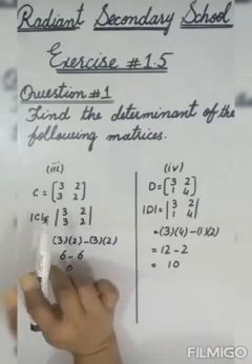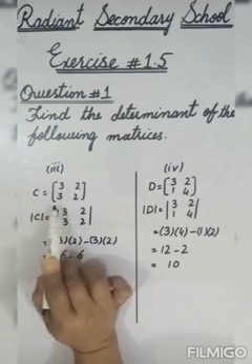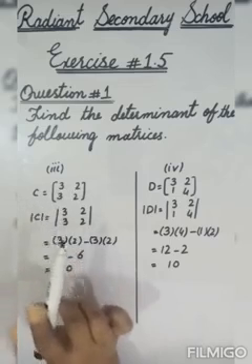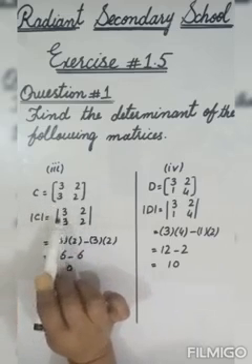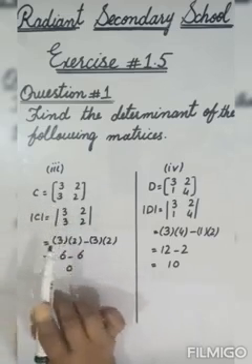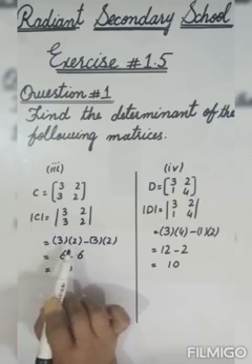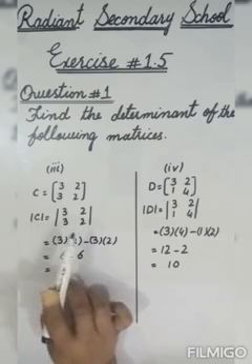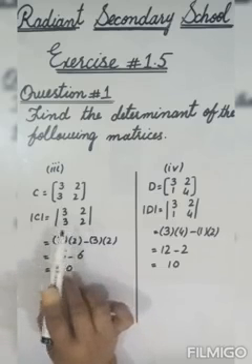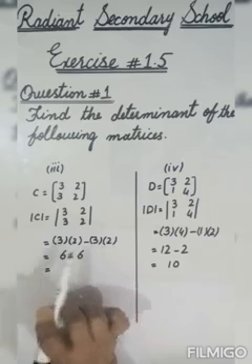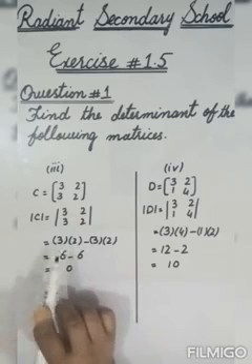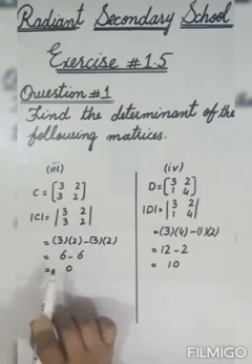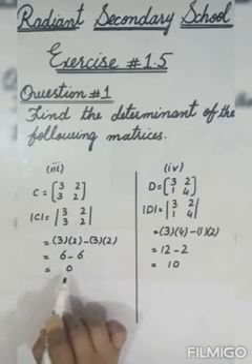Now the third part, C is equal to 3 3 2 2. The determinant of C is equal to, first of all we multiply the diagonal entries, which is 3 multiplied by 2. Then there is a sign of subtraction. Then the rest of the entries are also 3 and 2, so we multiply 3 with 2. By multiplying 3 into 2, it is equal to 6. Then minus 3 twos are 6. By adding 6 minus 6, the answer is 0.